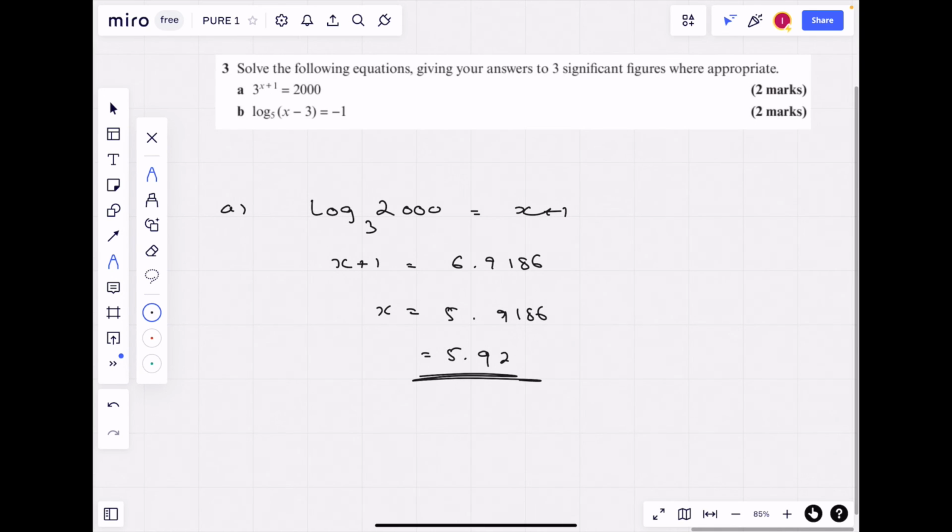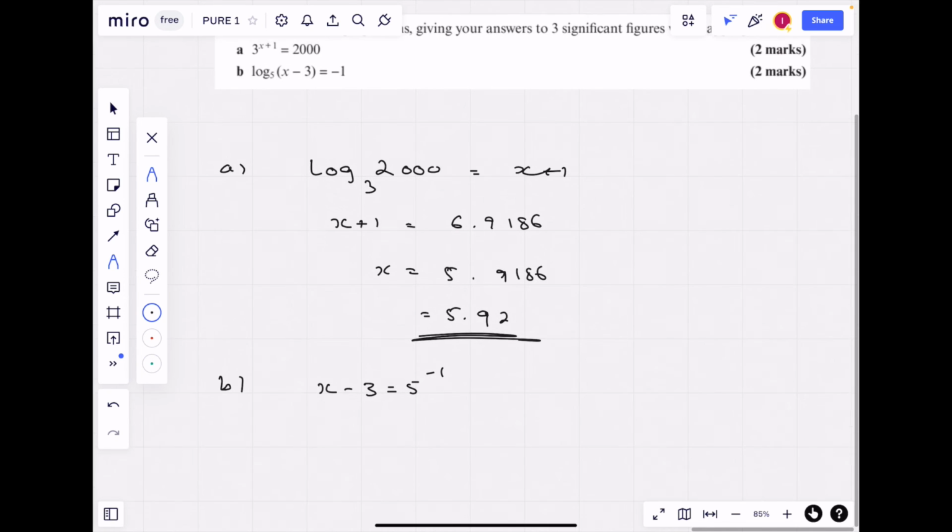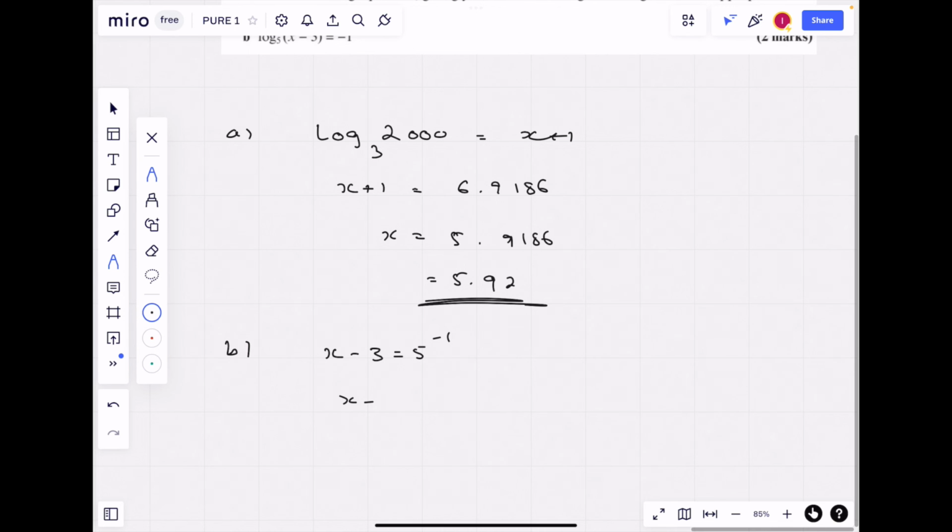Okay, part B. Again, we can do the equivalence. x minus 3 is equal to 5 to the power of minus 1. x minus 3 equals 1 over 5. x equals 1/5 plus 3, so 3.2. And there you go. That's how you solve slightly harder log equations.